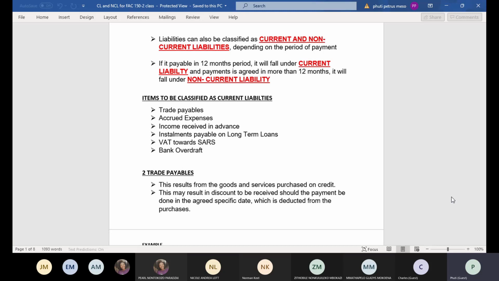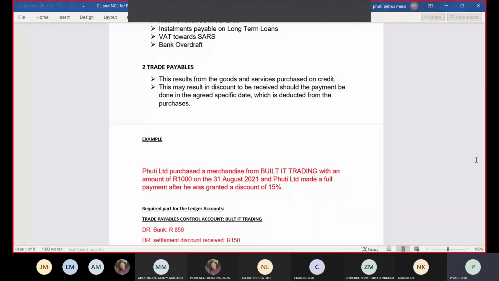Okay, let's have a look at trade creditors. This means it results from goods and services purchased on credit, and this may also result in a discount to be received should the payment be made in the agreed specific period, which is deducted from the purchases itself. So when you're given the settlements, okay, no, it's fine. As I was saying, trade payables result from goods and services purchased on credit, and this may result in a discount to be received should the payment be done by an agreed specific date, and it can be deducted from the purchases.